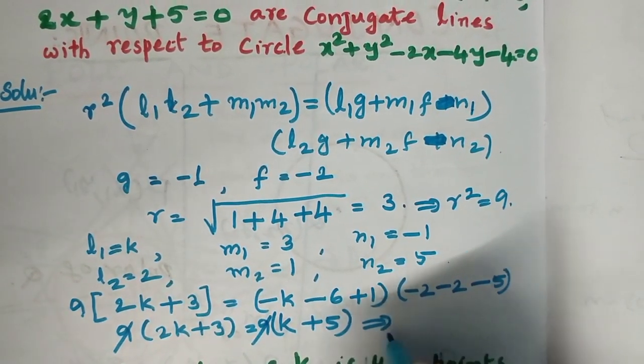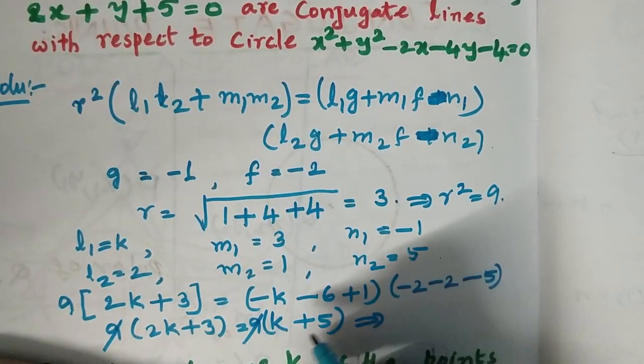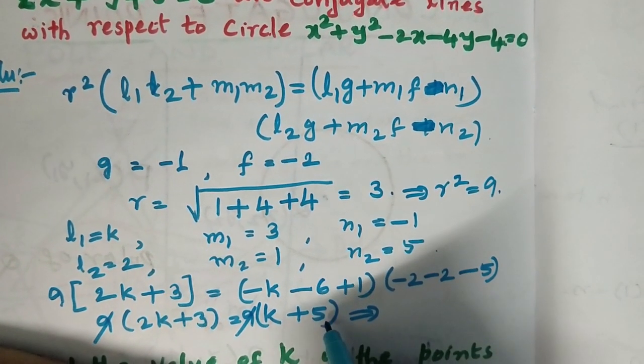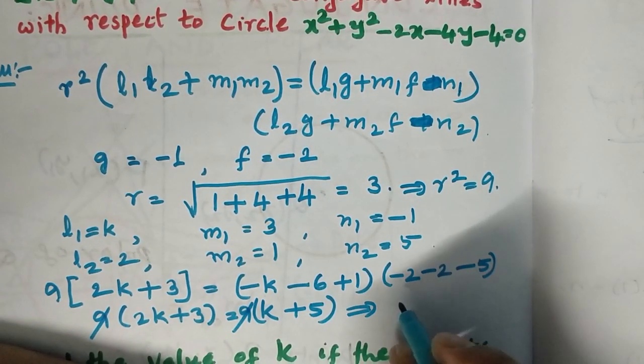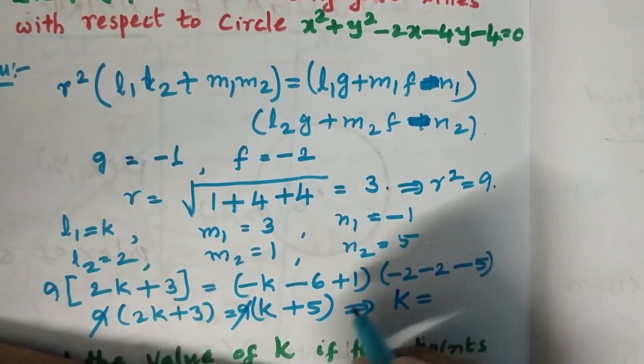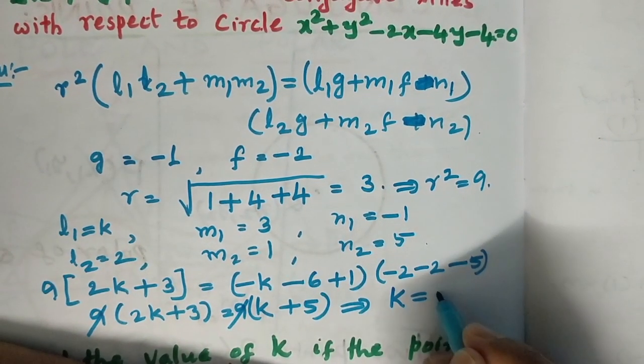This implies 2k plus 3 is equal to k plus 5. K comes this side, 2k minus k is k, is equal to 5 minus 3, that is 2.